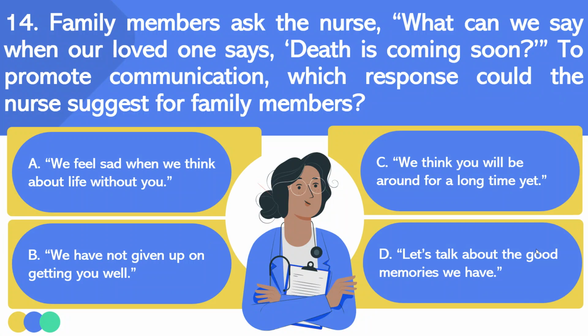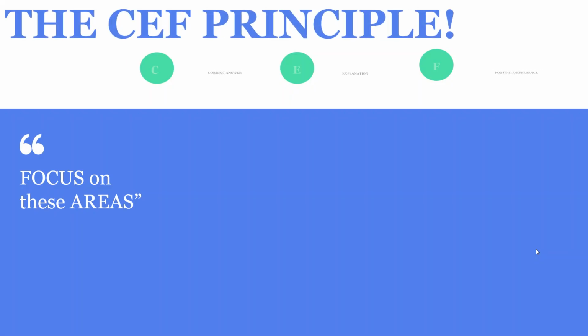Of course, we'll eliminate letter C. That's actually false reassurance. And then letter B also is false reassurance. The best answer for number 14 is letter A. We feel sad when we think about life without you, because that promotes an emotionally honest response to the patient, and it allows the family members the opportunity to express emotions, and at the same time addresses issues in the relationship and probably gives time to say farewell. So the answer for number 14 is letter A.